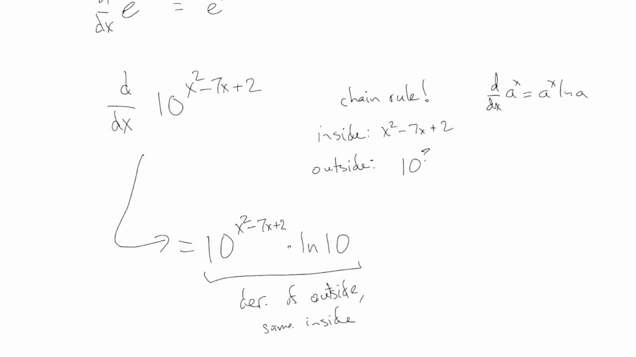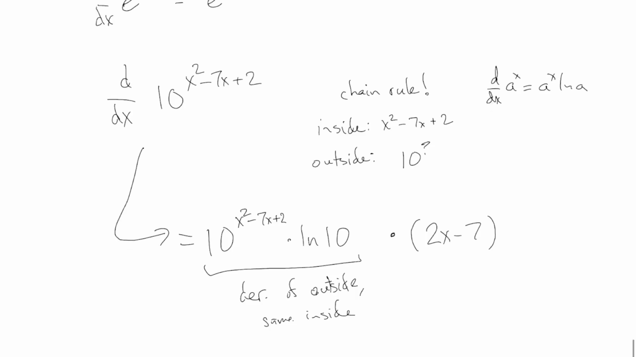So all of this is the derivative of the outside with the same stuff on the inside. Right? I used this a to the x formula here, where instead of a I have 10, and instead of x I have that more complicated stuff on the inside. All right? And then times derivative of the inside, which is 2x minus 7. So this is the derivative of that thing. This is the chain rule when used with the exponential function. Any thoughts about that one? These can be a little confusing. I got just a few more here.